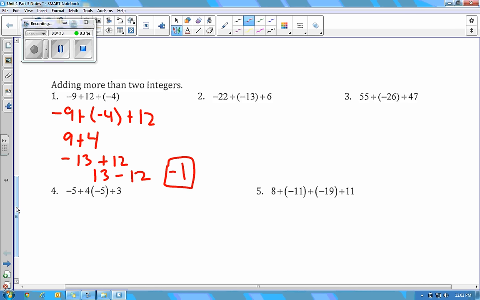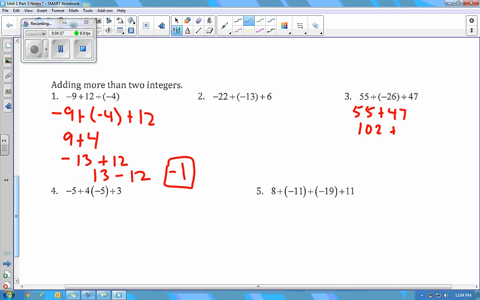It says 55 plus negative 26 plus 47. Again, I have 2 positives and a negative, so I'm going to choose to do the positives first. 55 plus 47 is going to give me 102. Okay, and since these are both positive, it's going to stay positive.